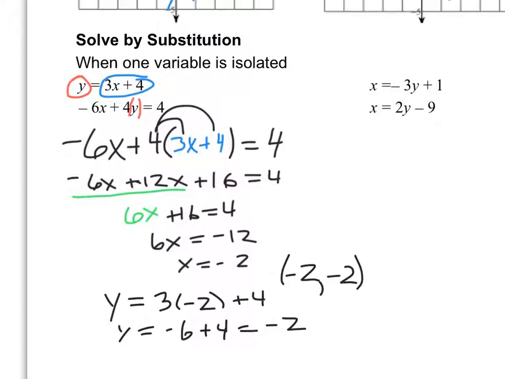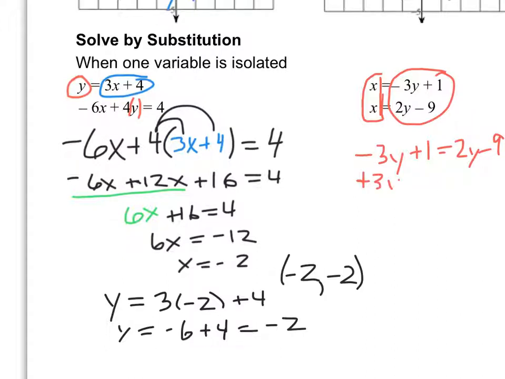The next problem threw a lot of y'all off when we tested on it first. It's substitution, but I call it a set equal problem. If the left side of your equation is the same, that means that the right sides are the same. So I can set these equal. -3y plus 1 equals 2y minus 9. And then we solve like normal. So I'm going to add 3y to both sides. So 1 equals 5y minus 9. So 10 equals 5y, and y equals 2.